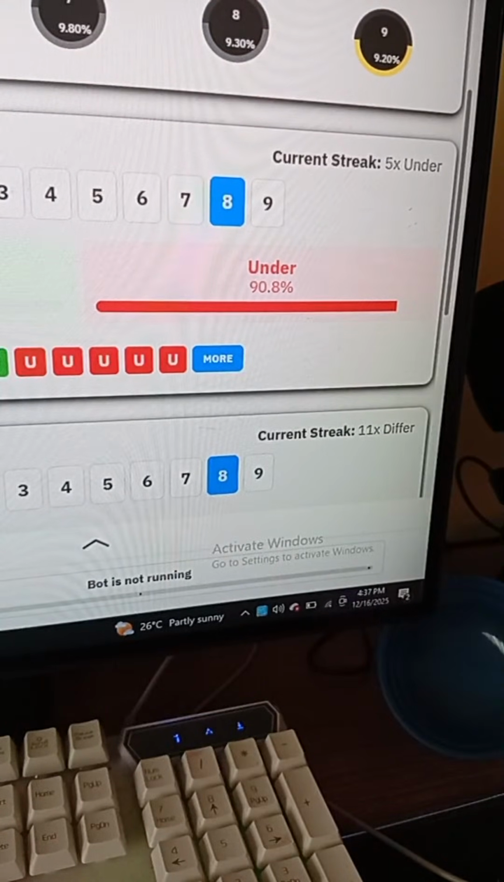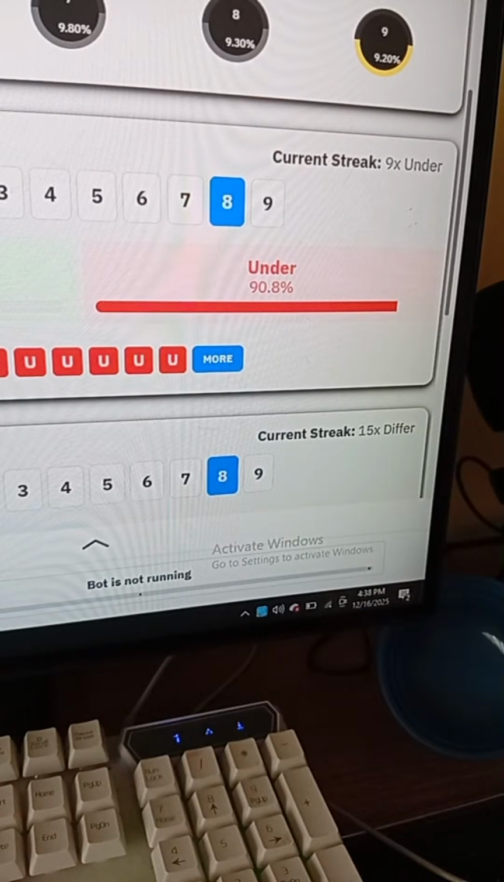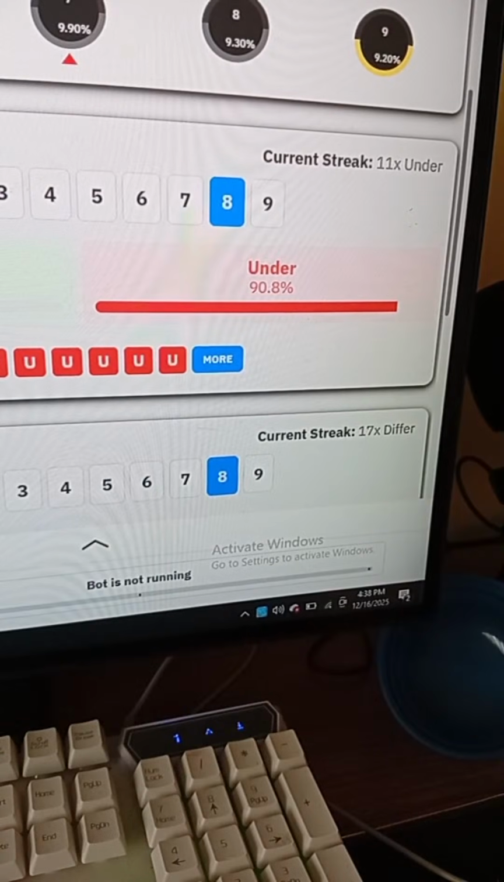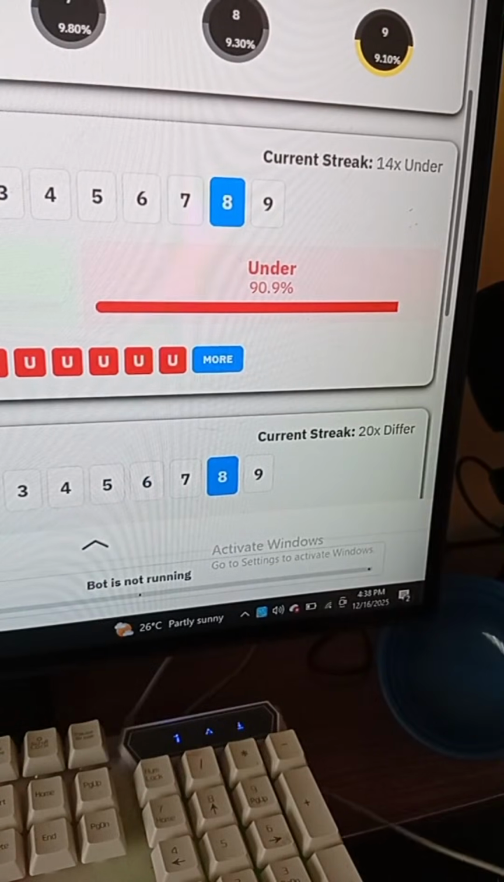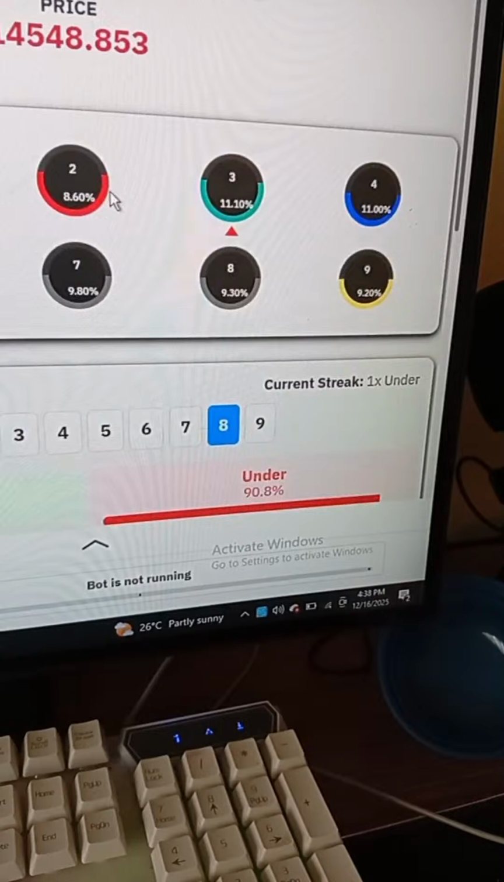Okay, continue. It's stabilizing a bit. So, guys, be ready with your bots. Be ready to run those bots. 91S under 8. Everyone be on standby mode. When we enter, we enter. Guys, run those bots. 91S under 8.